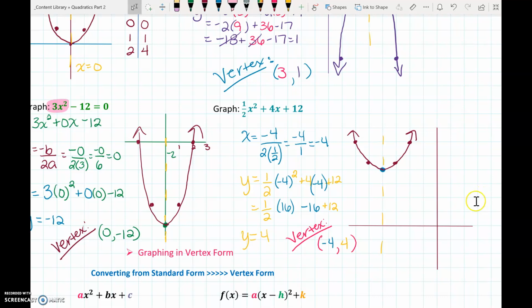Go ahead, take a break, start working, and see if you like this method. If not, we're going to come back tomorrow and you're going to practice more with graphing with vertex form, to see if you like that any better.